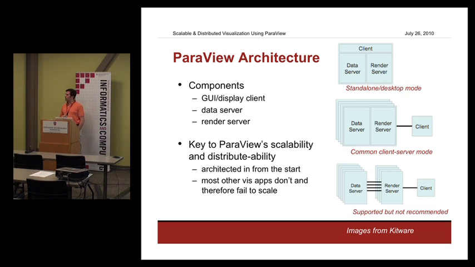that Kitware puts out. They show the different modes. It has a client, which is actually the GUI plus the display windows, the data server, and the render server. And when you start it up as an application on your desktop, and by the way, I forgot to mention, but Paraview is free for you to download. It's open source. You can compile it yourself, or they have pre-compiled binaries for Windows, Mac, and Linux.